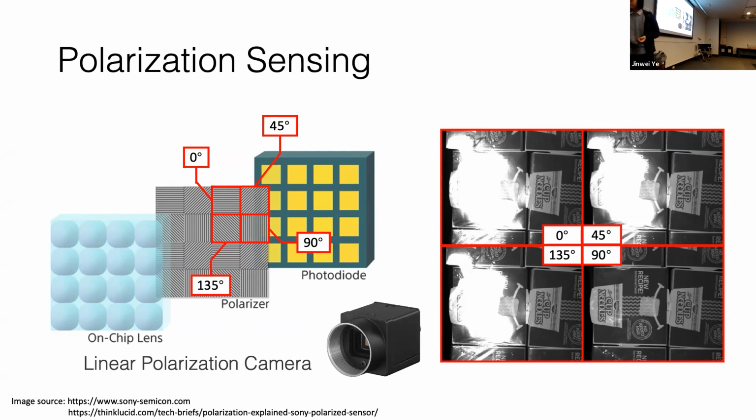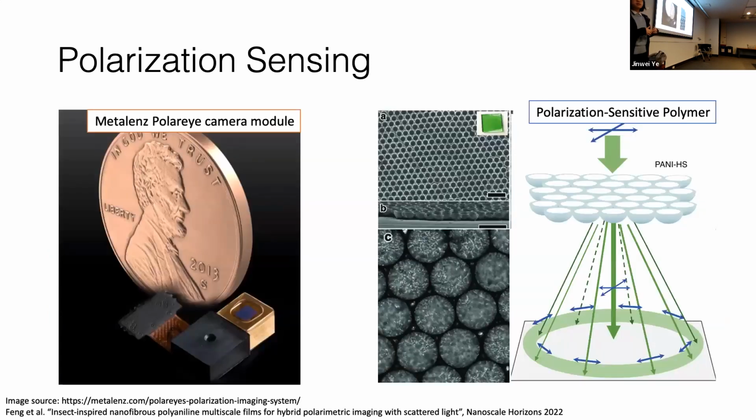It doesn't have sensitivity to circular polarization. Recent advances in nanophotonics have developed new optics, like metasurface lenses or coating materials that are sensitive to polarization, that allow the acquisition of both linear and circular polarization in one shot.